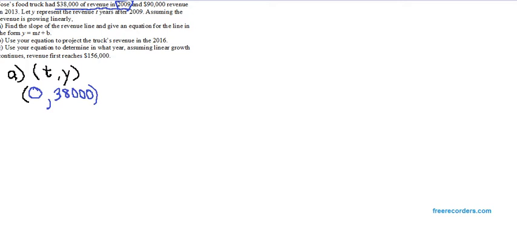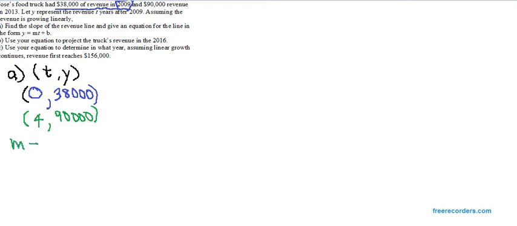Then the second point is talking about the year 2013. 2013 is 4 years after 2009, so our t-coordinate is 4. Y is the revenue, and in that year it says the revenue was $90,000.